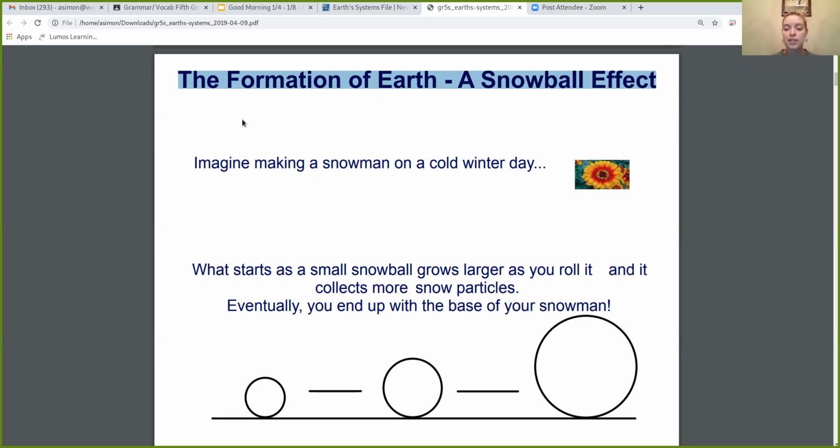So the formation of Earth is very similar to that of making a snowball. That's why we call it the snowball effect. The rock kept hitting another rock, and it would combine and get bigger and bigger and bigger, just like a snowball does.